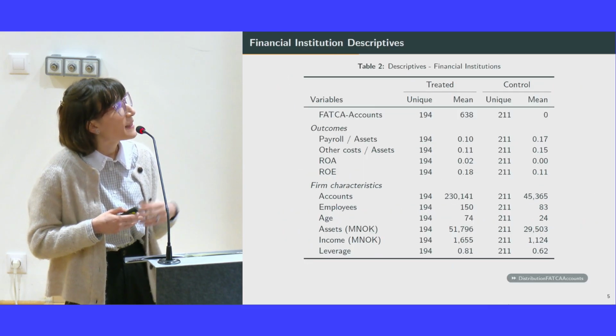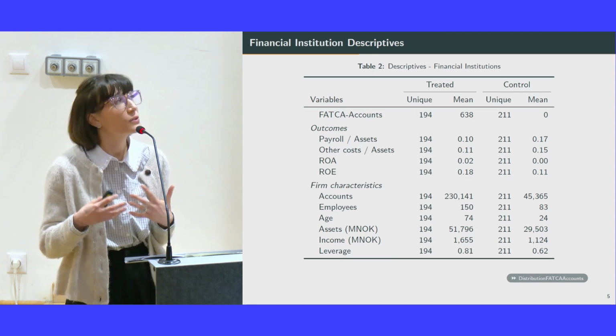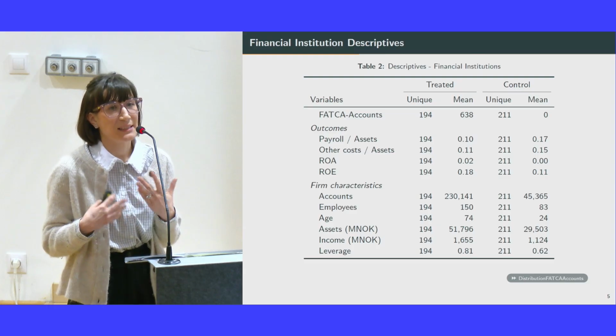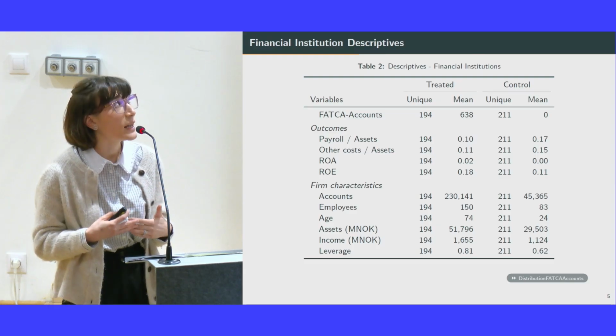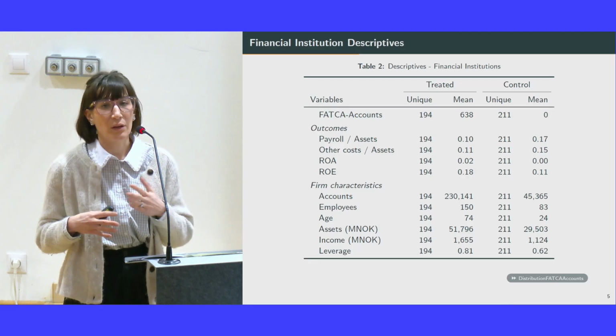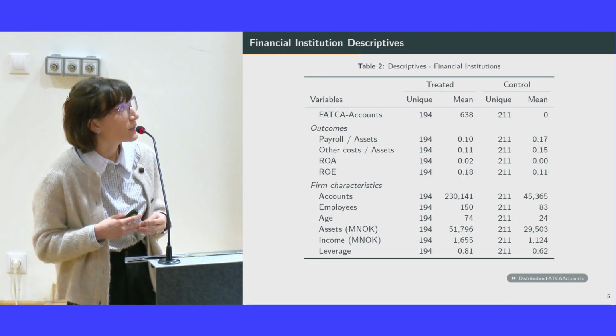Then we look at those that are treated. We also vary the definition of treated with treated intensity, but let's say our baseline is that we consider an institution treated if it has to report at least one FATCA client, and control if it doesn't have any FATCA client. And they are different, of course.